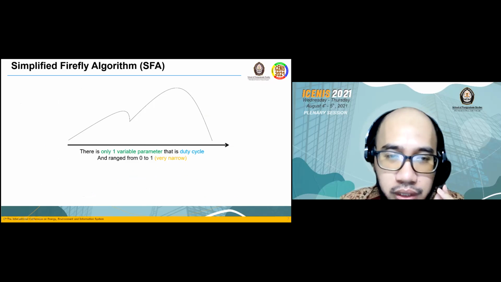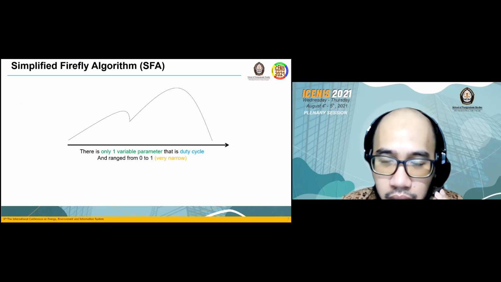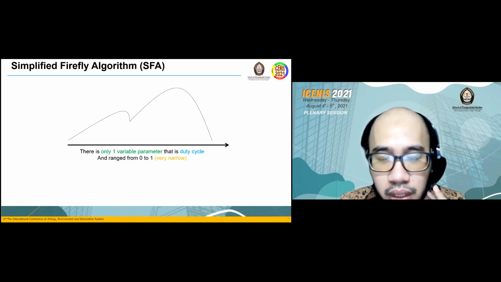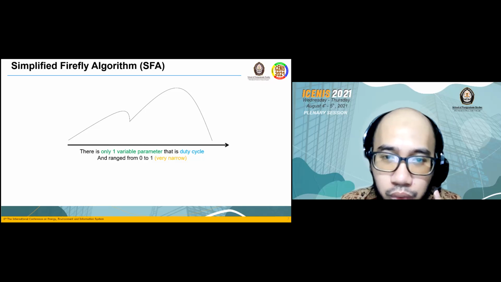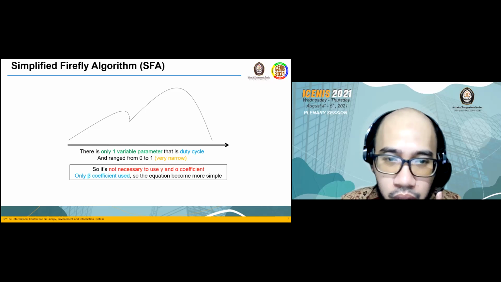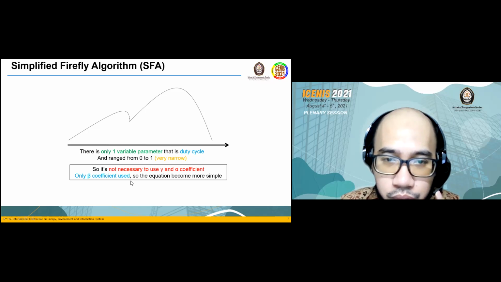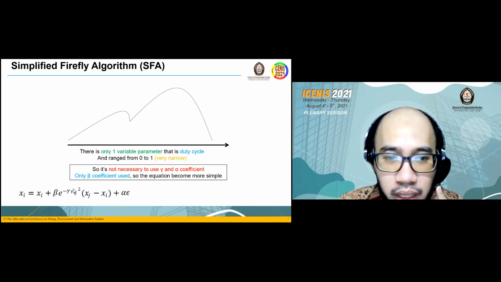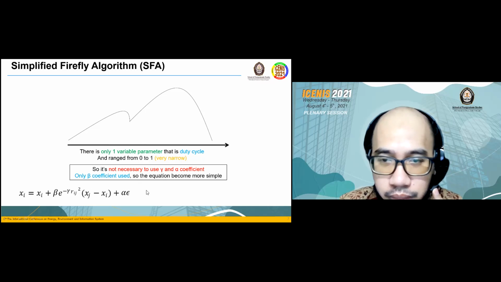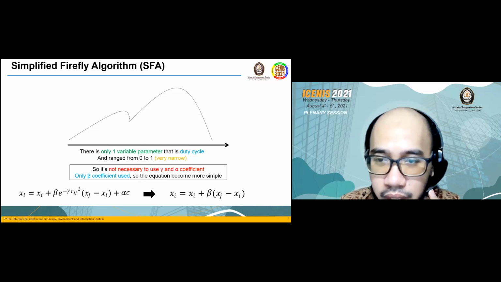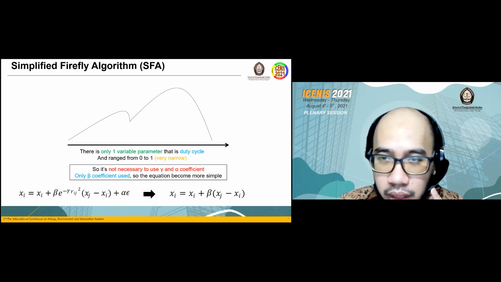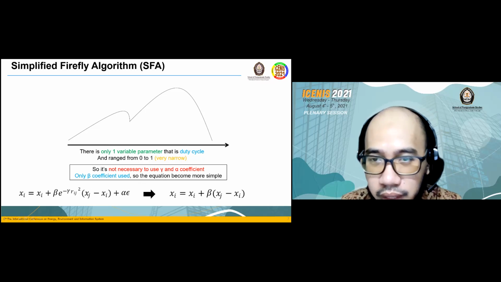The simplified firefly algorithm is simplified from the basic firefly algorithm itself. There is only one variable parameter, that is the duty cycle. We use the duty cycle in the boost converter to control the maximum power itself. The range from 0 to 1 is very narrow, so it is not necessary to use the gamma and alpha coefficients. Only the beta coefficient is used, so the equation becomes simpler. The final equation is like this. It is simpler and easier to use.